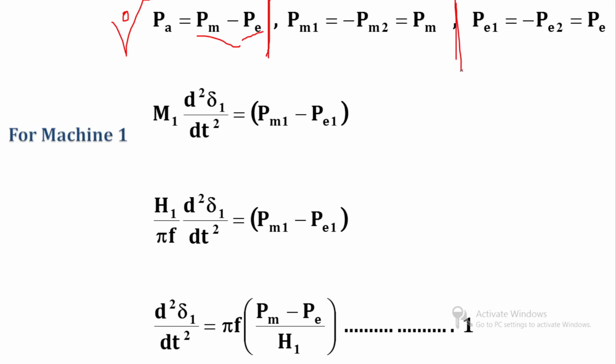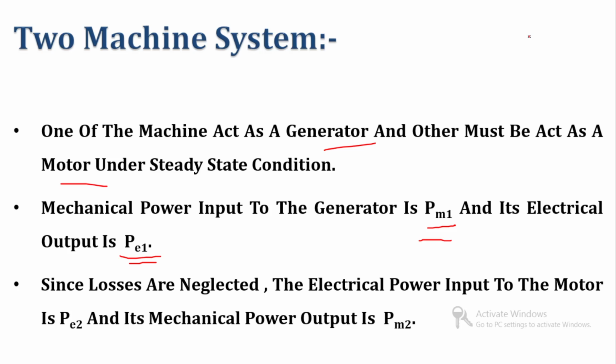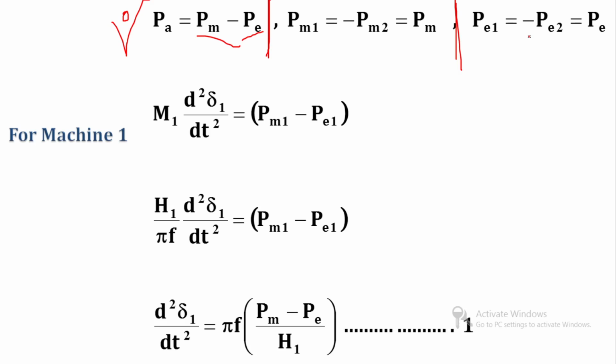Clear? And PE1 is equal to minus PE2 is equal to PE. So based on these three equations, we are trying to derive the swing equation for two machine system. So let's write for machine 1.